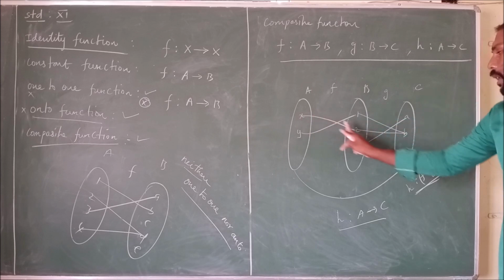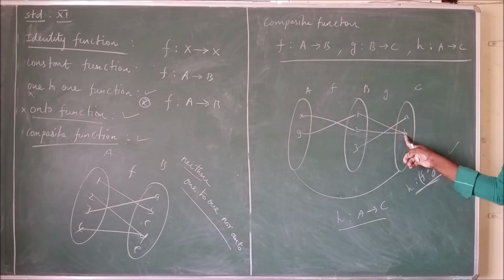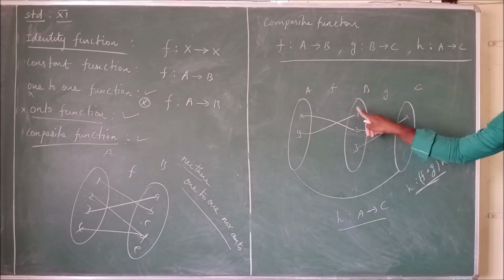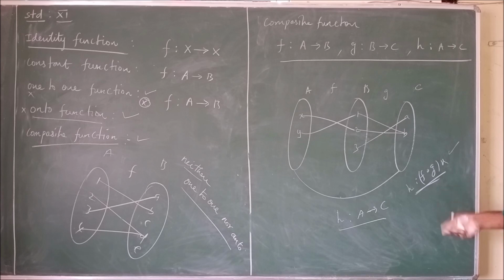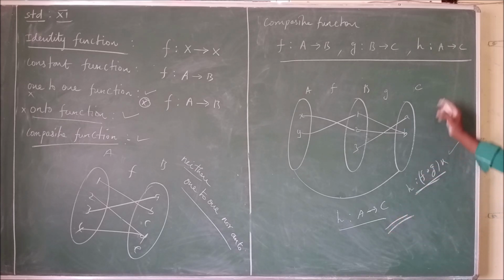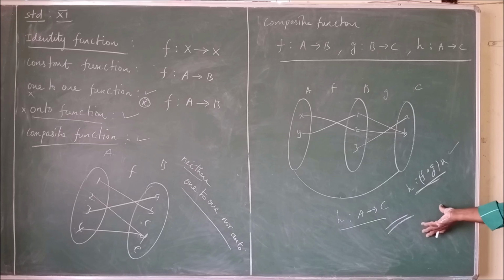Therefore, X is mapped to 2 and then to B. So X is directly mapped to B. Y is mapped to 1 and then to B. So Y is directly mapped to B. It is called a composite function. After this example, you have to work out some examples so that the composite function concept is clear.